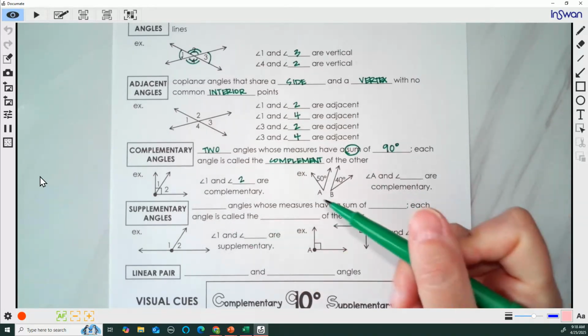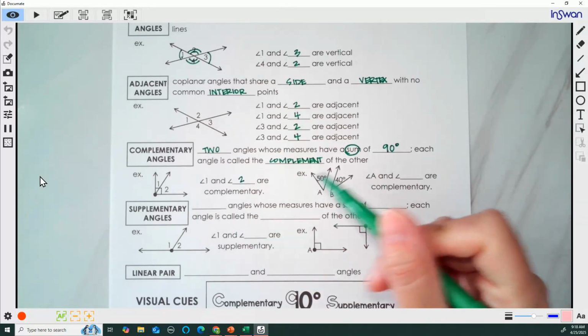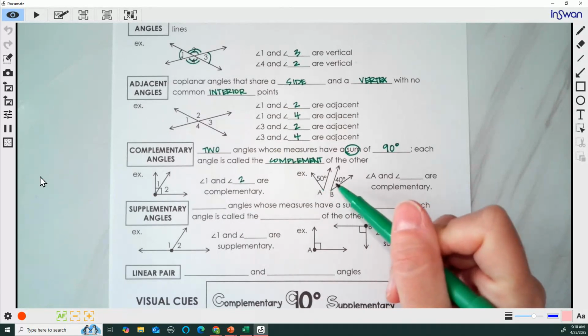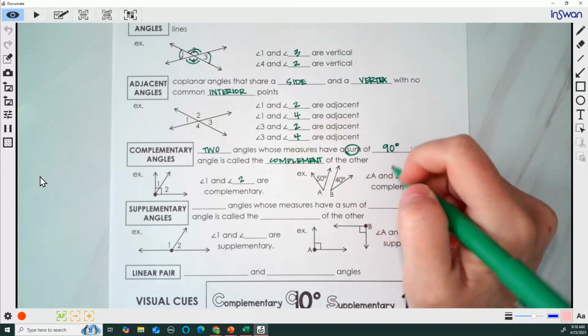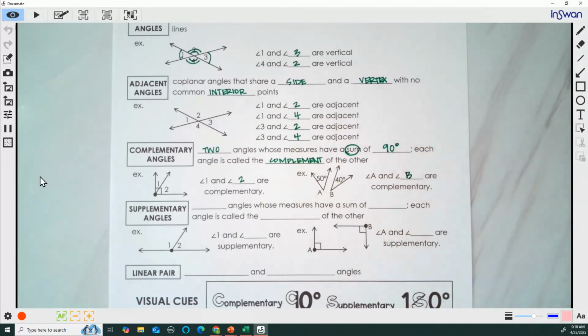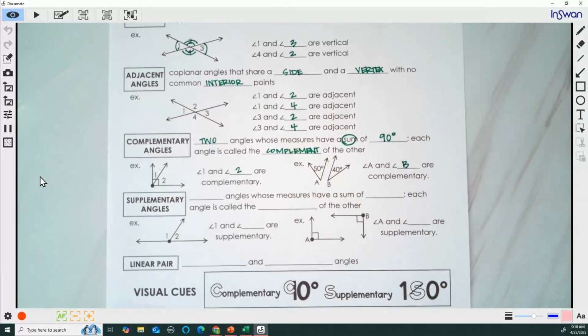They don't have to be adjacent though. Any two angles that have a sum of 90 degrees, and in this case 50 plus 40 adds up to 90, are also complementary angles. So you can see them in two kind of different ways.